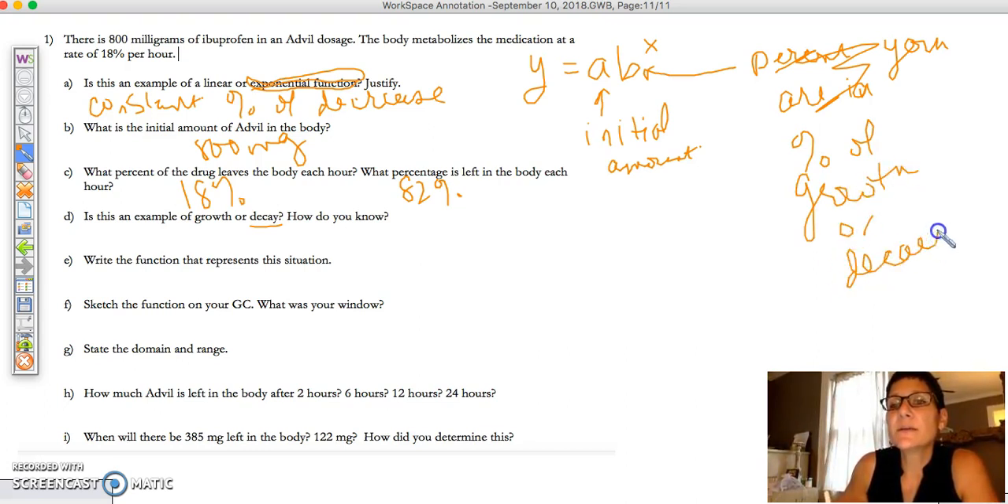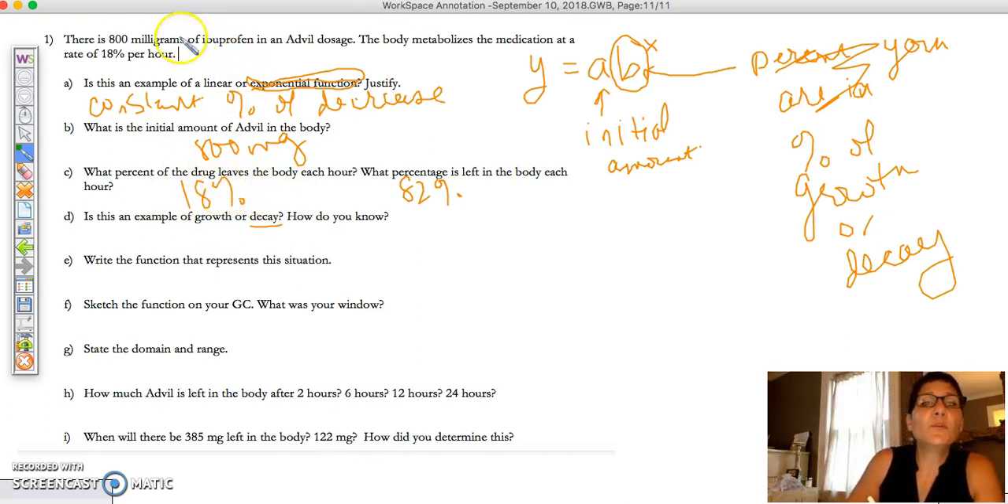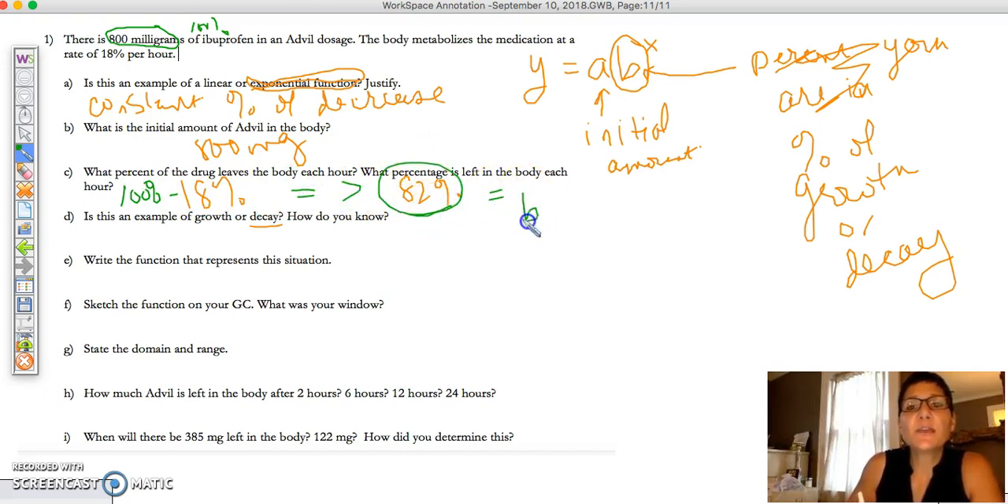All right, so here I am just writing all over this thing. So if we are decaying, and I want to find out what b is, if you remember what I said in the other video, if you actually watched it, if 18% is leaving your body, when you first take that Advil, that 800 milligrams represents 100%. So if you're taking 100% and it's metabolizing at a rate of 18%, it leaves you with 82%. So that tells you that your b is going to be equal to 0.82.